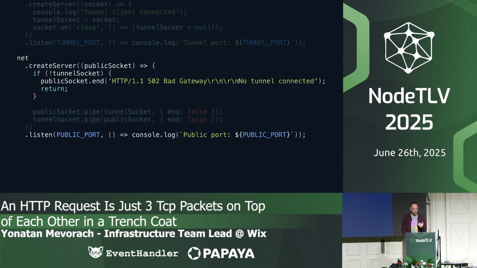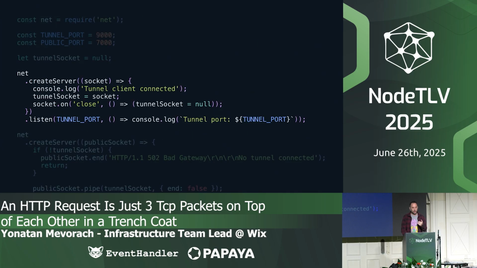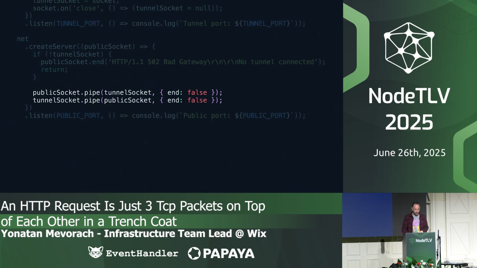When we get a connection on the public port, we don't do anything. But when we get a connection on the tunnel port, we save a reference to that tunnel socket. And so when a request actually comes in over the public port, we again use pipe to pipe the data from the public socket to the tunnel socket.